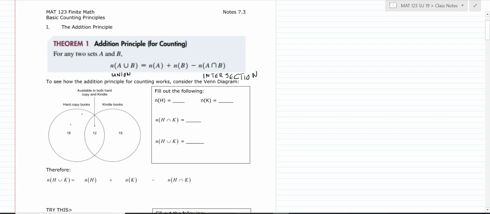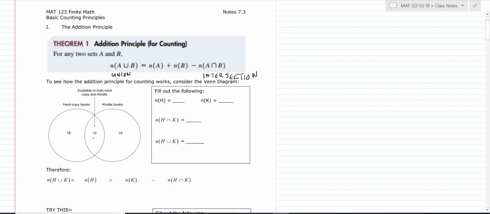So this one right here says you have two sets. These are people who are buying hard copy books. These are people who are buying Kindle books, the online, and available in both. 12 people have both. It's available both in hard copy and in a Kindle book like that.